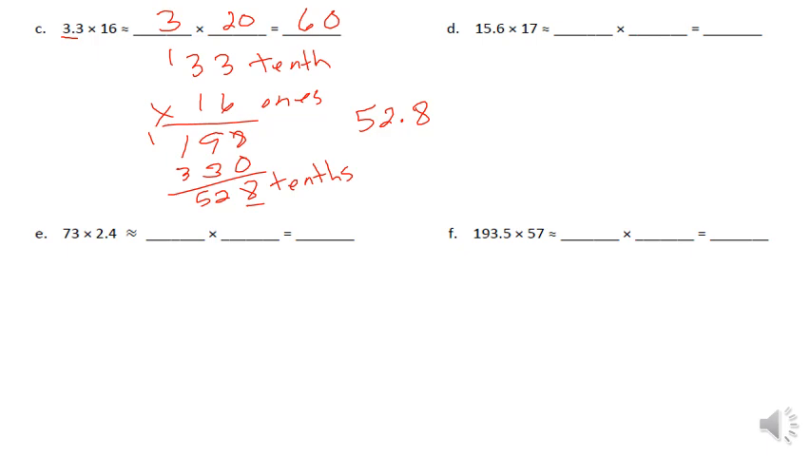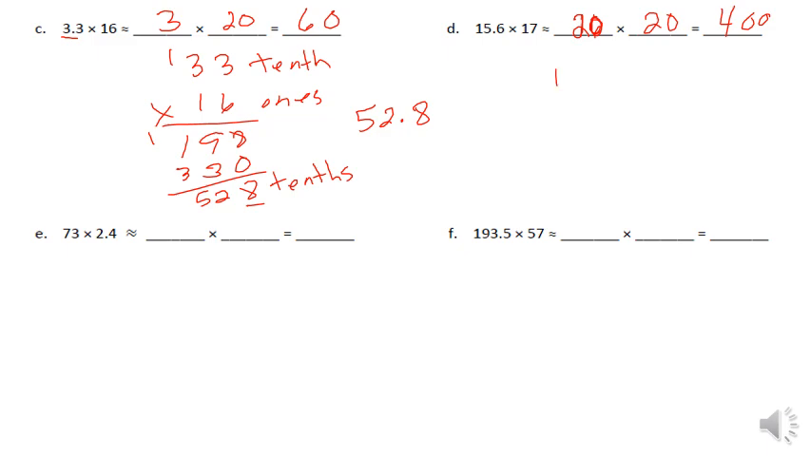On D, we have 15 and 6 tenths, which is closer to 16, and 17 is closer to 20. Excuse me, that's 16. 15 and 6 tenths, that's going to be closer to 20. Remember, we'll go to the closest digit. So now we have 20 times 20. We have 2 placeholders, and 2 times 2 is 4. So we know our answer should be close to 400.